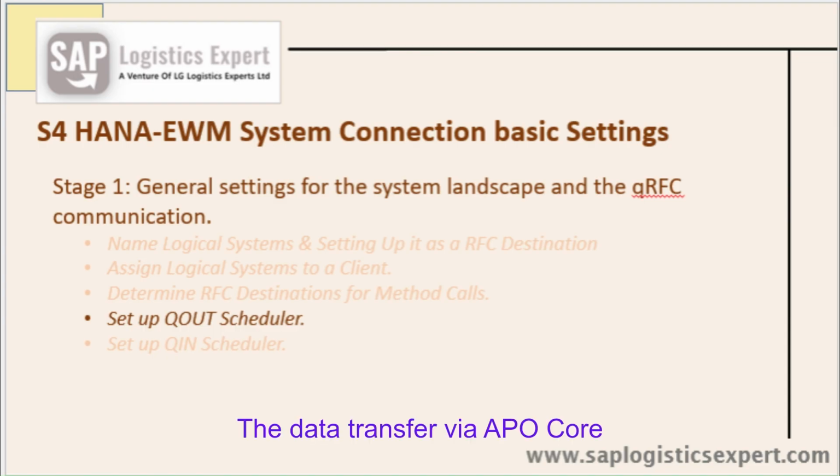The data transfer via APO Core Interface (CIF) occurs using queued remote function calls (QRFC). Outbound QRFCs, outbound queues, are processed by the QOUT Scheduler. The QOUT Scheduler is called using transaction SMQS. The destinations to which the outbound QRFCs are to be sent are registered in the QOUT Scheduler.